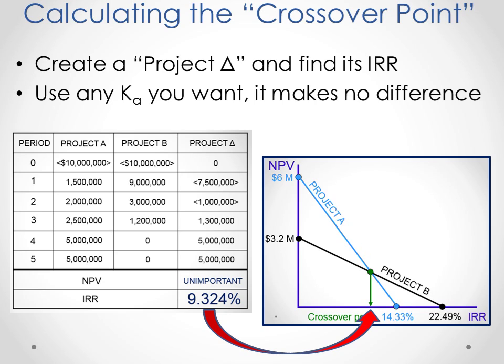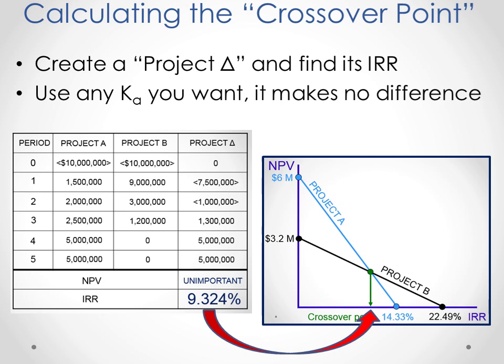And all you have to do is just plug in those numbers and find the internal rate of return for that project delta. And so once you do that in Excel, you just plug those hypothetical cash flows in: 0, 7,500,000 negative, 1 million negative, 1,000,003 positive, 5 million positive, 5 million positive.